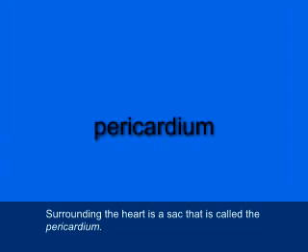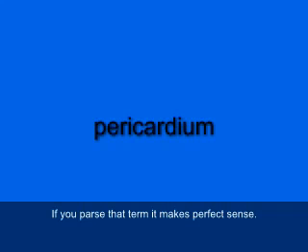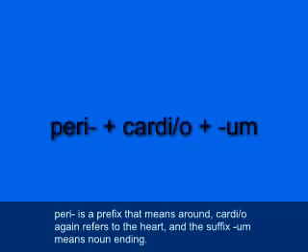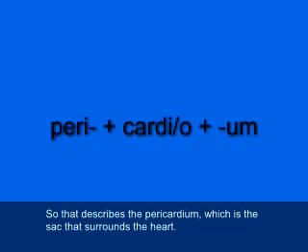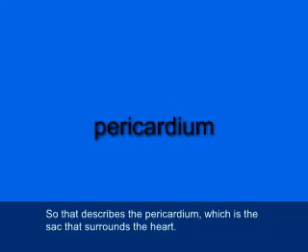Surrounding the heart is a sac that is called the pericardium, P-E-R-I-C-A-R-D-I-U-M. If you parse that term, it makes perfect sense. Peri, P-E-R-I hyphen, is a prefix that means around. Cardio, C-A-R-D-I-O, again refers to the heart. And the suffix hyphen U-M means noun ending. So again, we have noun ending surrounding the heart. So that describes the pericardium, which is the sac that surrounds the heart.